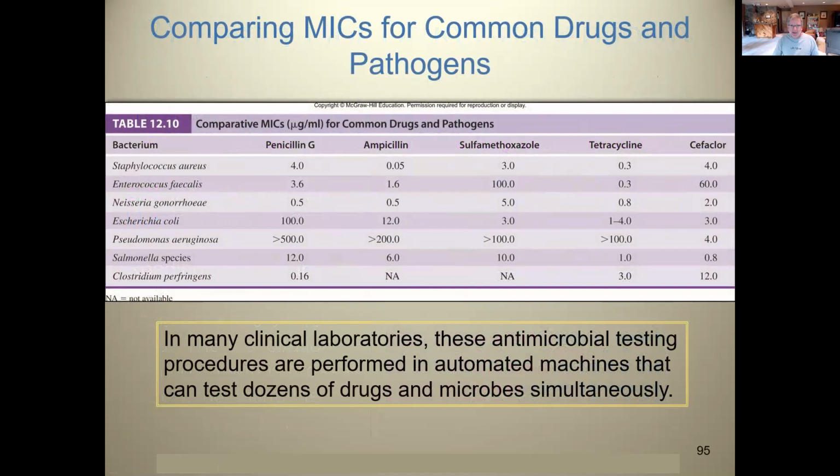Some common MICs for different types of drugs and pathogens. Sort of interesting just to spend a moment and take a look at this. You do not need to memorize this for a quiz or an exam, but here are seven different bacterial species. A lot of these look familiar to you, I would hope. Staph aureus, Enterococcus faecalis, E. coli, Pseudomonas. These are all the ones that we work with in lab. We don't work with Neisseria gonorrhoeae. That causes gonorrhea, obviously.